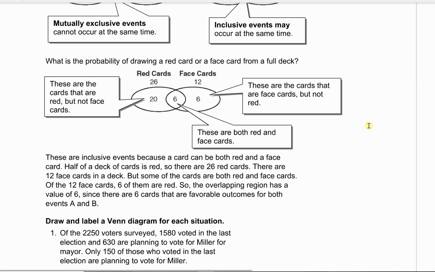So if we look at this, again, we're talking about cards. That's easy. What's the probability of drawing a red or a face card? Well, I think we did something very similar to this already. So let's see, there's 26 red cards and there's 12 face cards, but there are 6 red face cards. That means there's 20 red cards that aren't face cards, and there's 6 face cards that aren't red. So these are inclusive events because there are some that can be both. There are 6 red face cards, 3 hearts, 3 diamonds.